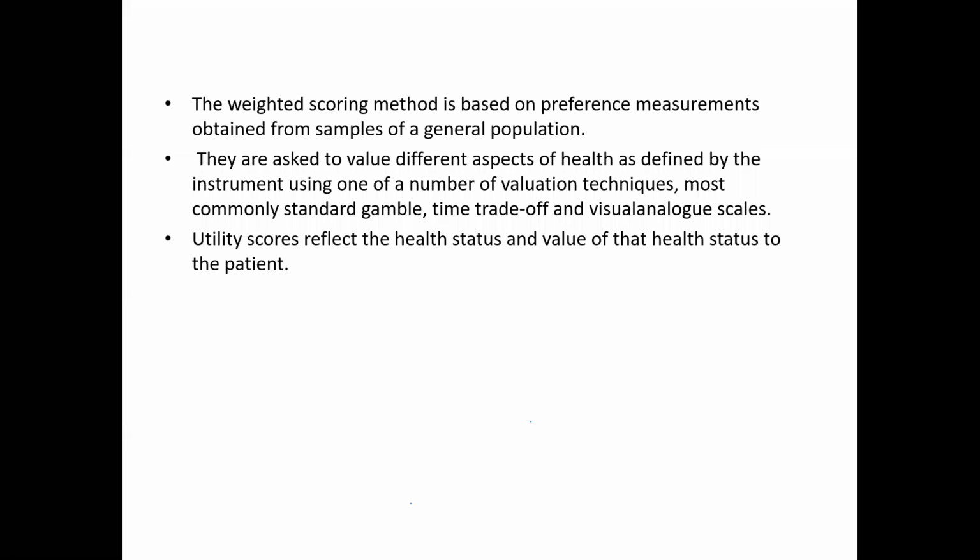Weight scoring method is based on the preference measurements obtained from samples of general population. They are asked to value different aspects of health as defined by the instruments using one of a number of valuation techniques, most commonly standard gamble, time trade-off, and visual analog scales. Utility scores reflect the health status and value of that health status to the patient.